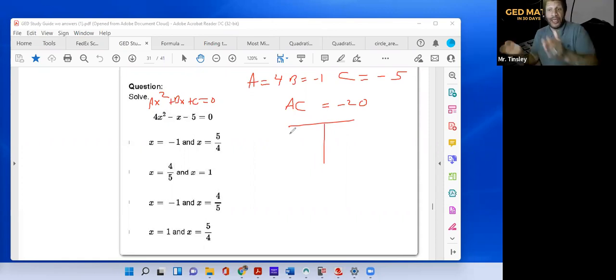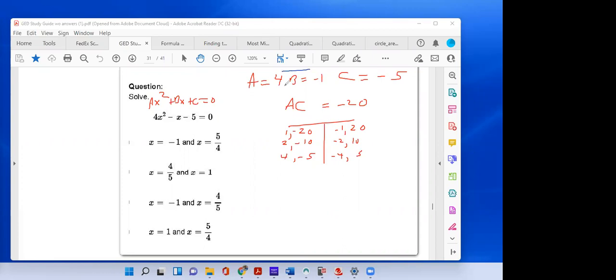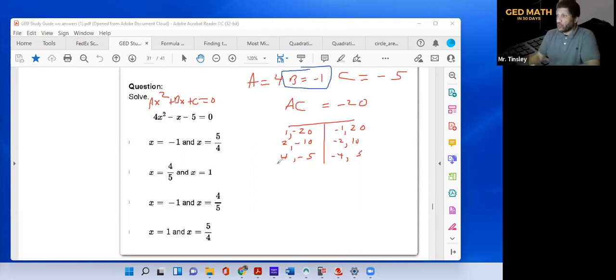I'm going to show you how difficult. On the exam, this is considered a difficult problem. If you know how to use this calculator, this problem is easy. I'm going to show you how you would have to do it. So 1 and -20, 2 and -10, 4 and -5. Okay, so I go on the other side, -1 and 20, -2 and 10, -4 and 5. Again, what pair is going to give me -1? So -1 is 4 and 5. So when a is not 1, you got to do a whole different ball game.